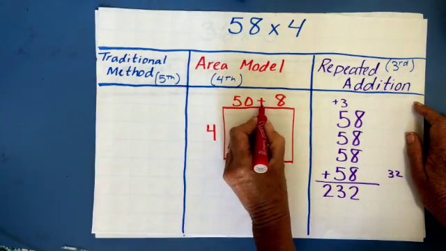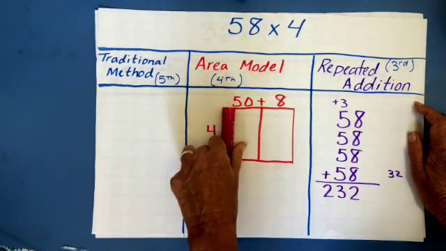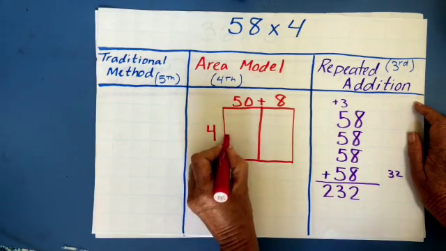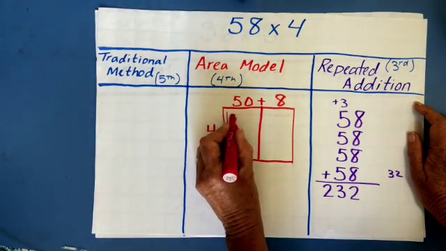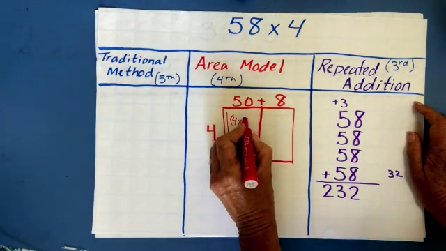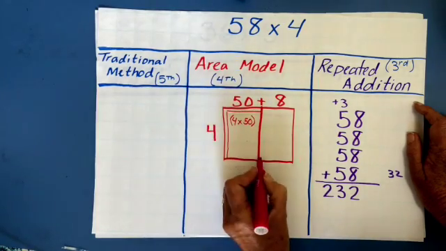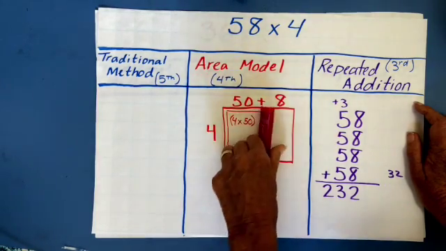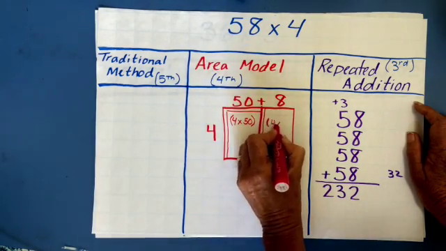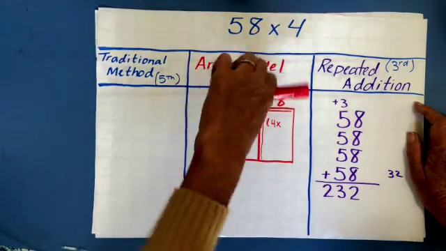Now wherever I see a plus sign, I just draw a line. And now I do the same thing. I say, okay, what's the length of this and the length of that? So this length here is 4 times this length here, which is 50. And then I do this length here, which is equal to 4 again, times this length here, which equals 8.